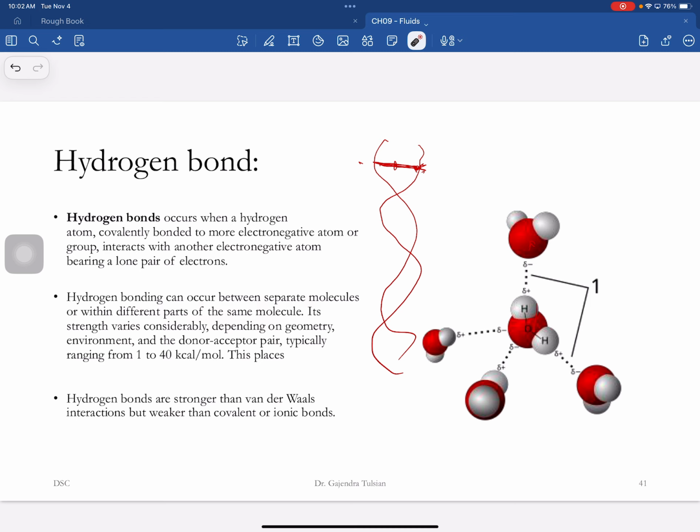Its strength varies considerably depending on geometry, environment, and donor-acceptor pair. And it typically ranges from 1 to 40 kilocalories per mole. So this is just giving you the strength of this hydrogen bond. To break these bonds, to pull them apart, it costs you about 20 kilocalories per mole. That's what that is saying. Okay. Hydrogen bonds are stronger than van der Waals interaction, but weaker than covalent or ionic bonds. We saw van der Waals bonds when we were talking about geckos. So if you look back to your earlier notes, you'll see that.